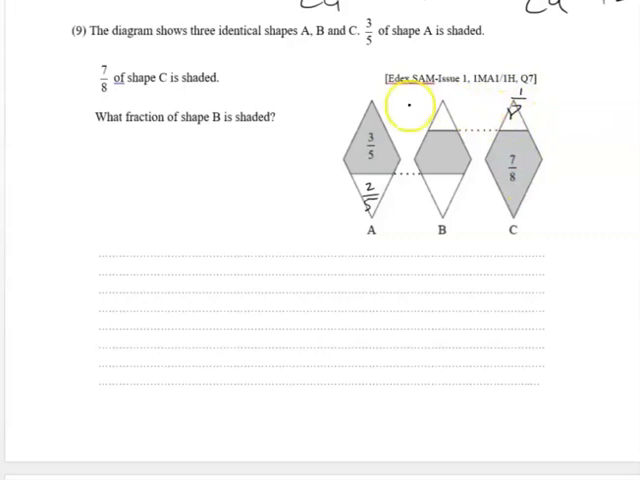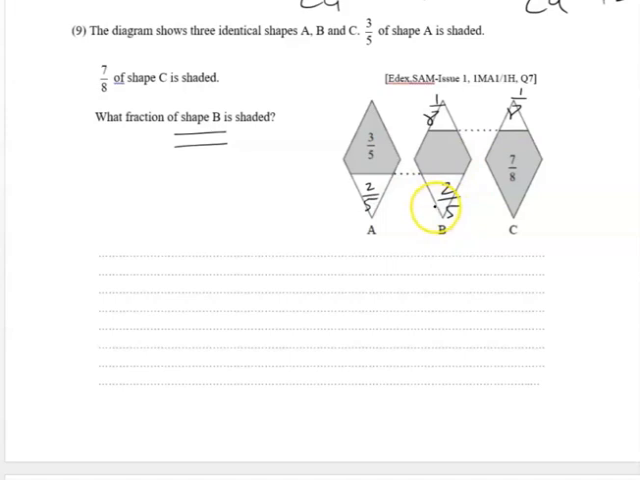Now the question's asking us, what fraction of shape B is shaded? So we know this unshaded section here is going to be 1/8. How do we know? Because this dotted line is telling us that these two lines meet. So the fraction will be exactly the same as all 3 shapes are identical. So this section here is going to be 2/5.